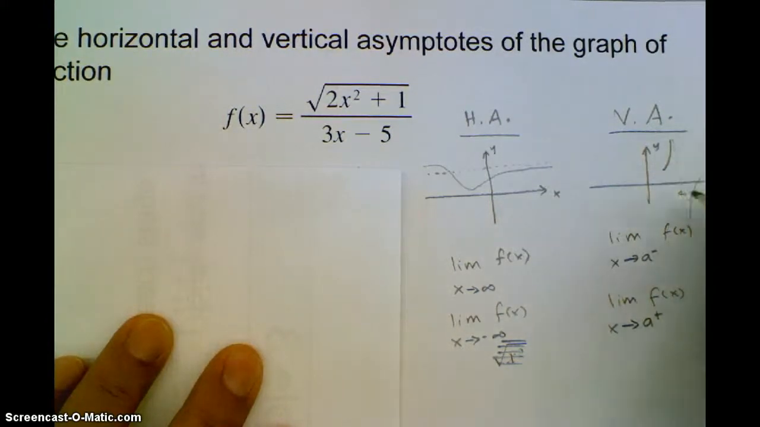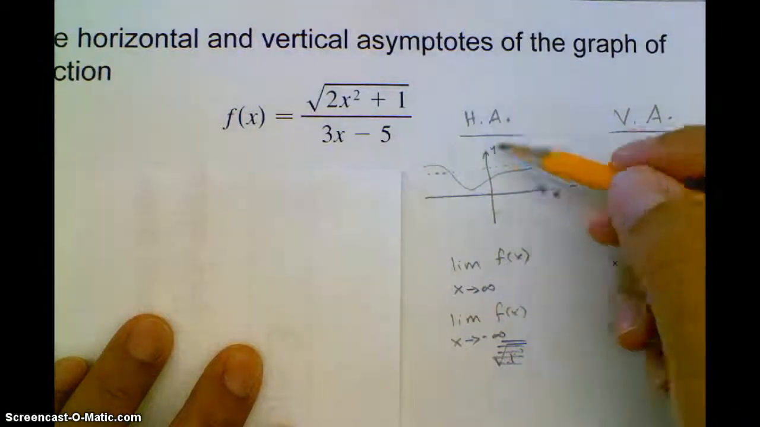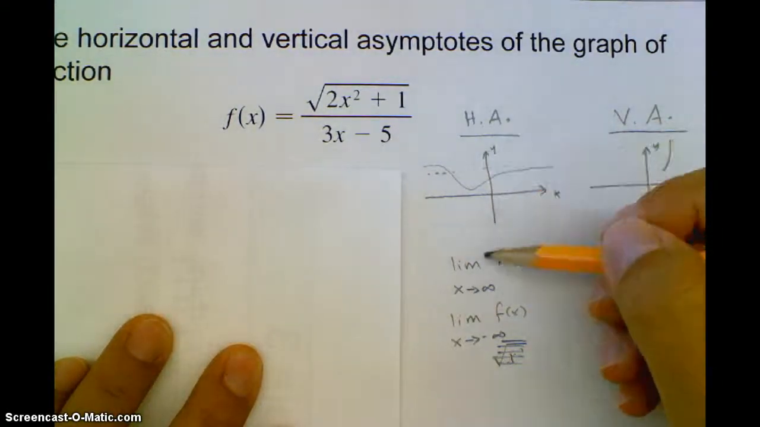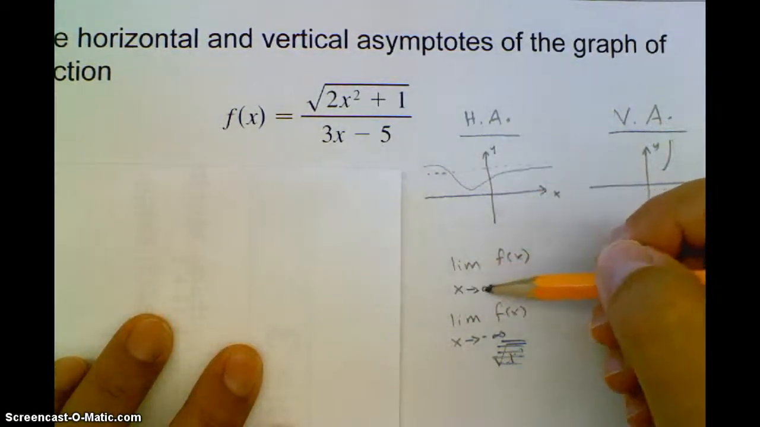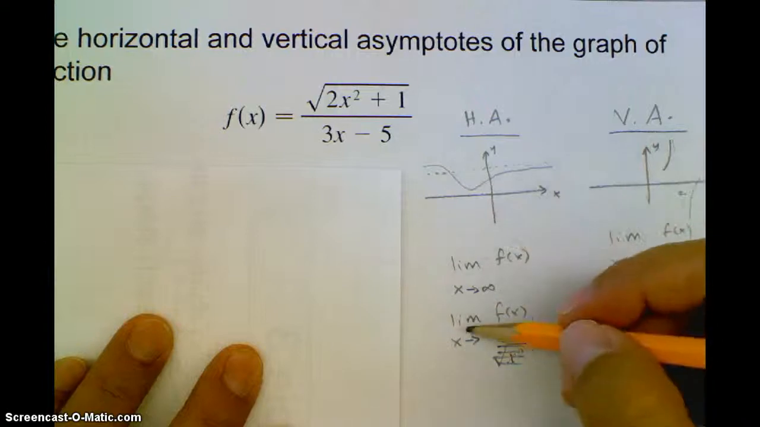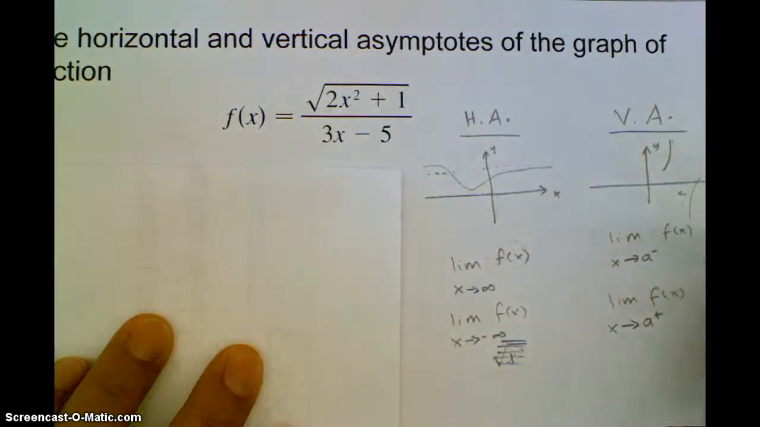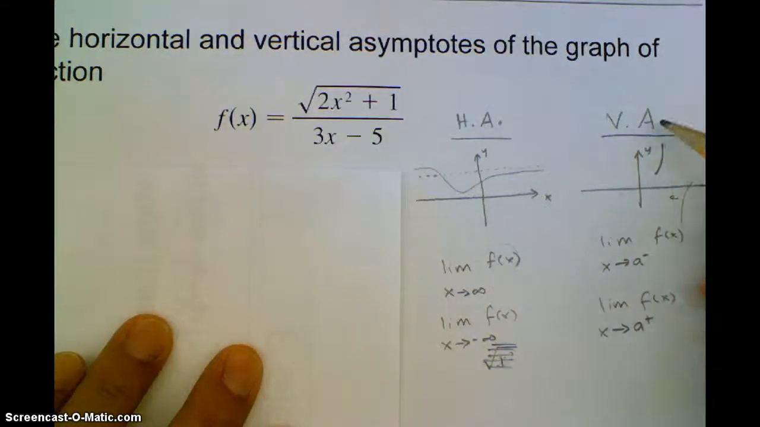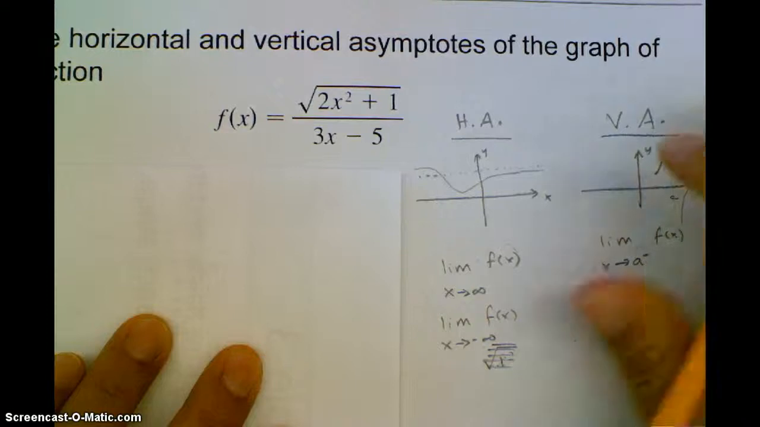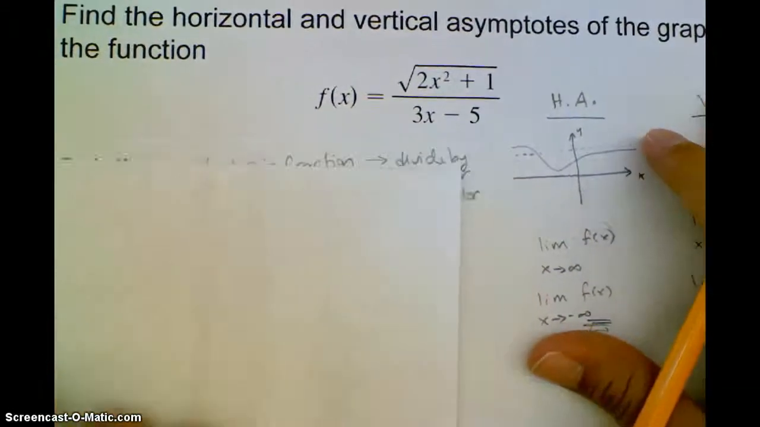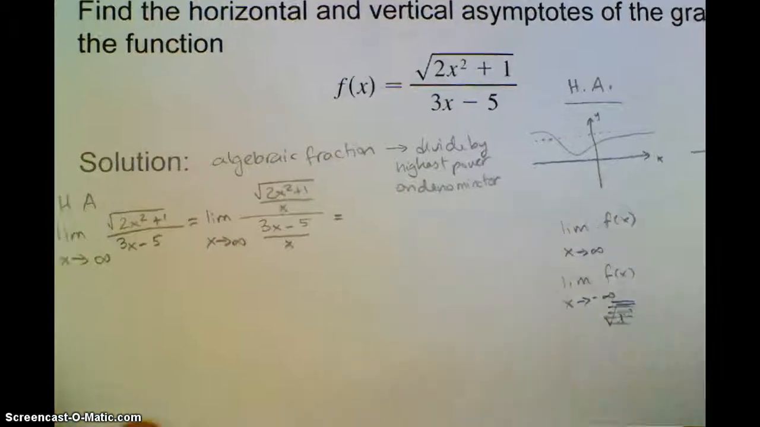So I can see that, for example, in the horizontal asymptote case, I'm interested in finding the limit as x approaches infinity of the function and as x approaches negative infinity. On the other hand, for vertical asymptotes, I'm interested in that value a for which the function is not defined, and to see how it behaves from the left and from the right. So let's start with horizontal asymptotes for this example.